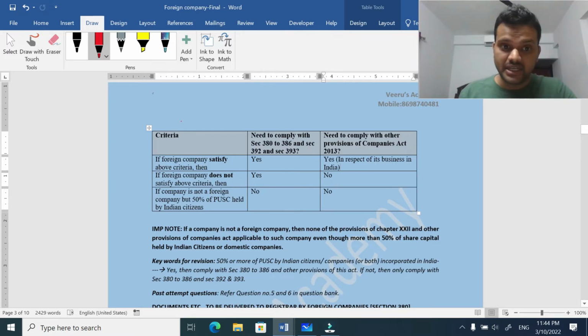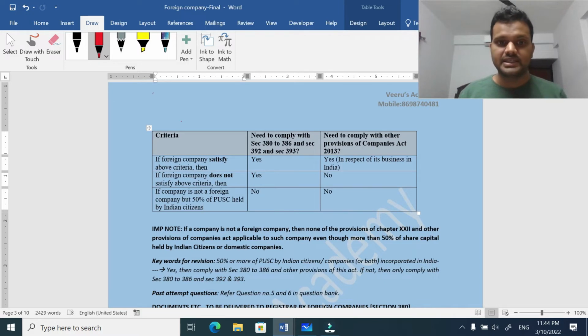Second, the company doesn't satisfy the above criteria. That means either Indian companies or Indian citizens hold less than 50%, or they don't have any shareholding in that company. In that case, do they need to comply with chapter 22 as provided in sections 380 to 386 and 390 to 393? Yes, because it's a foreign company. Need to comply with other provisions of the Companies Act? The answer is no, because they have not satisfied the criteria provided in section 379. Then the third criteria, which is very, very important. If you understand this third criteria, that means you understand the definition of foreign company as well as section 379.